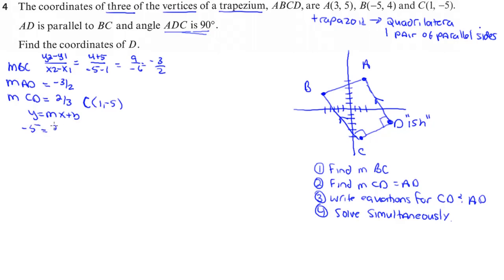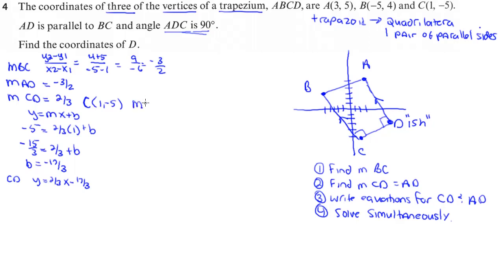All right, so here's what I got. Negative 5 is equal to 2/3 times 1 plus b. I'm going to change this negative 5 to a fraction over 3, so that's going to be negative 15 over 3, same thing as negative 5. But see, now I can subtract the 2/3 on both sides, and I find out b is negative 17/3. So that equation is going to give me y equals 2/3 x minus 17/3.